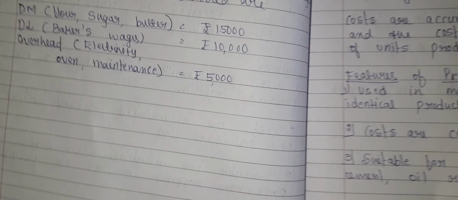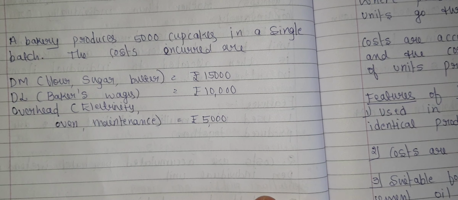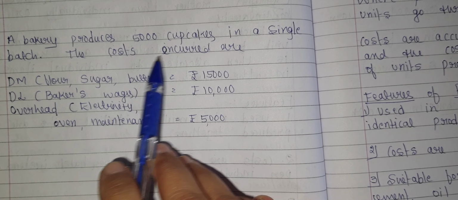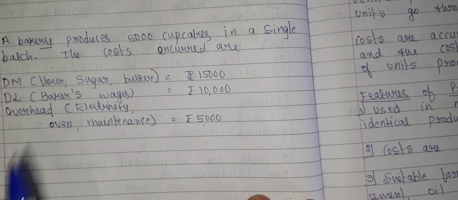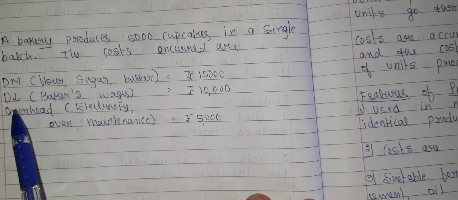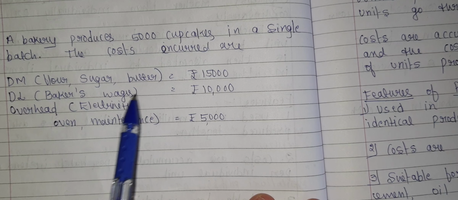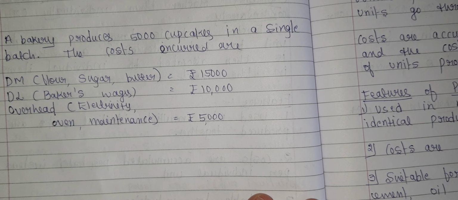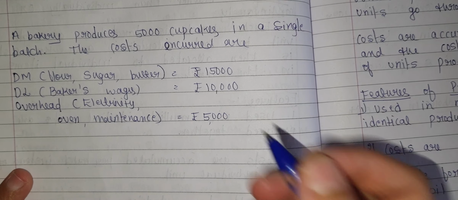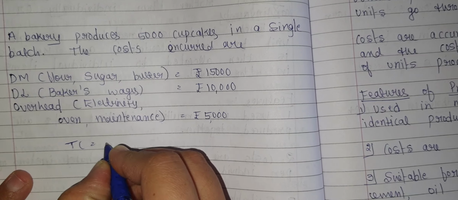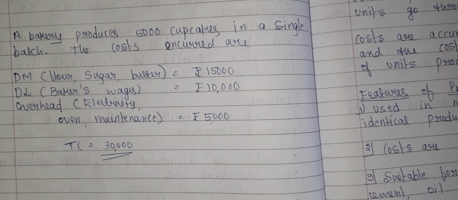See here, a bakery produces 5,000 cupcakes in a single batch. The costs incurred are direct material, means it includes flour, sugar and butter, that is rupees 15,000. And direct labor, baker's wages, that is rupees 10,000. And overhead, that includes electricity, oven maintenance, that is rupees 5,000. So how we have to calculate here? Total cost that is rupees 30,000, means 15,000 plus 10,000 plus 5,000.